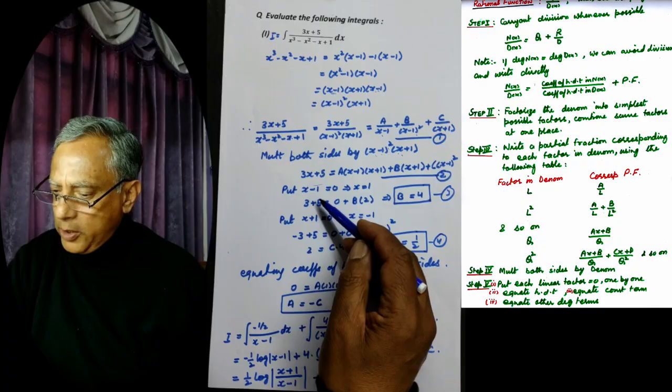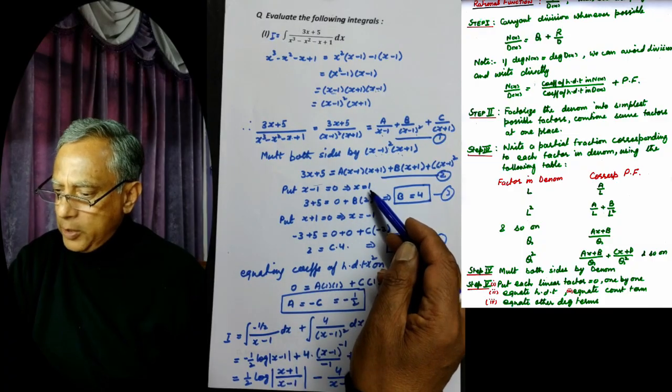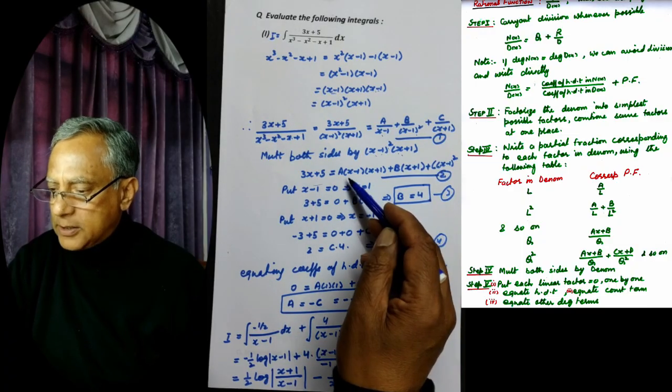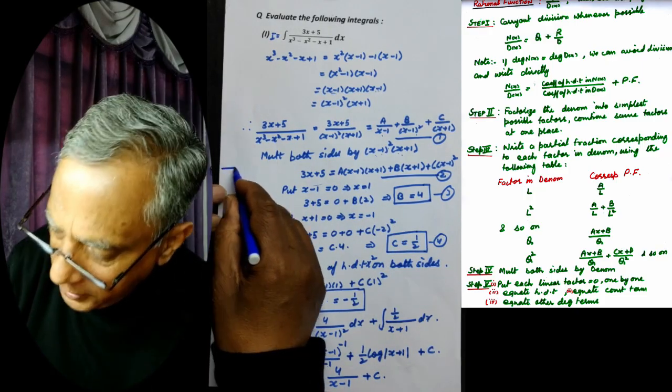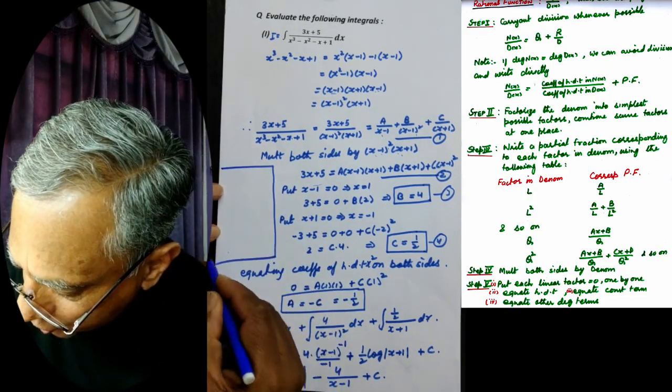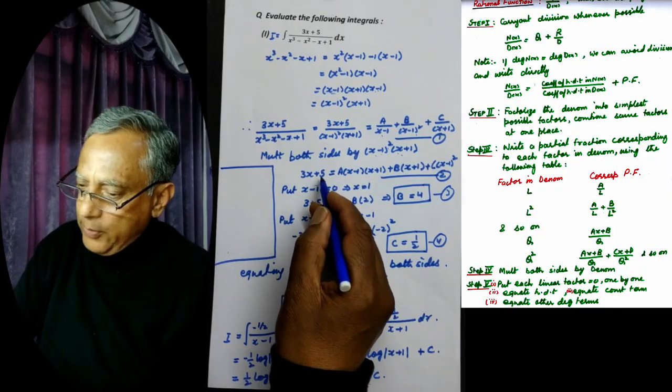For example, we can put x equal to 0. We have already put x equal to 1 and x equal to minus 1. So put x equal to 0 on both sides. If we put x equal to 0 on both sides, what will we get?